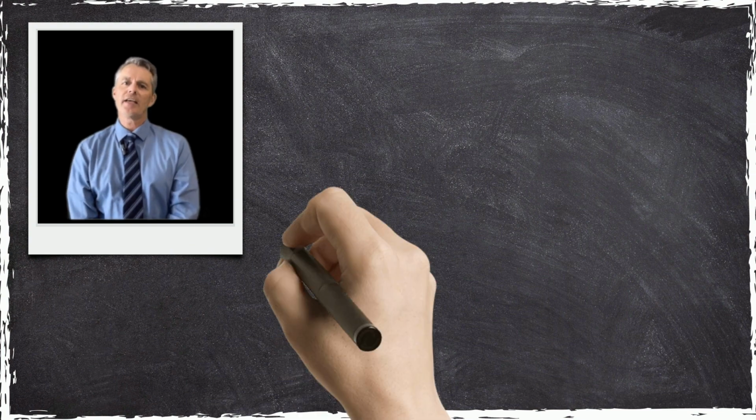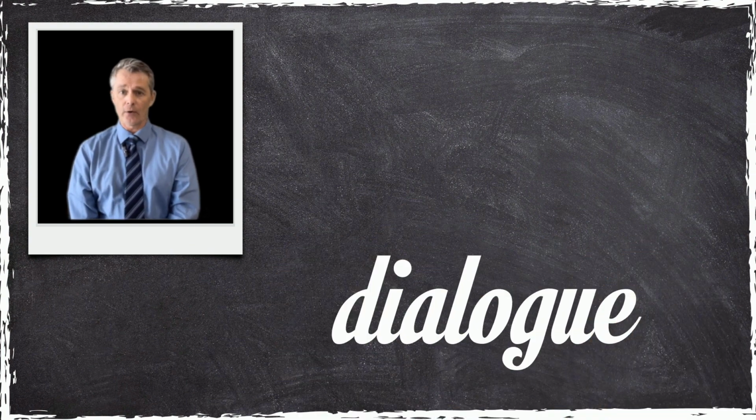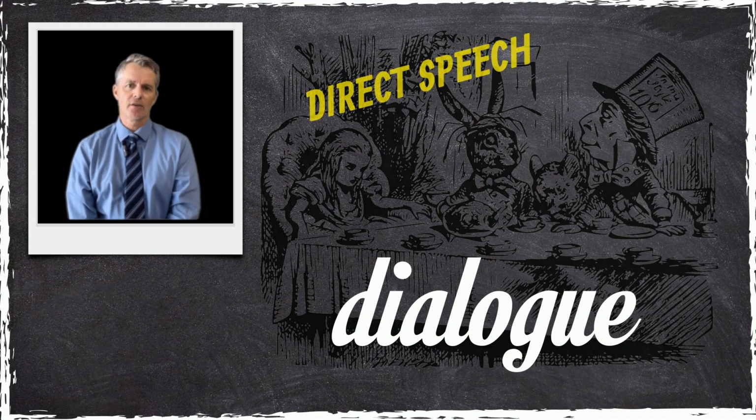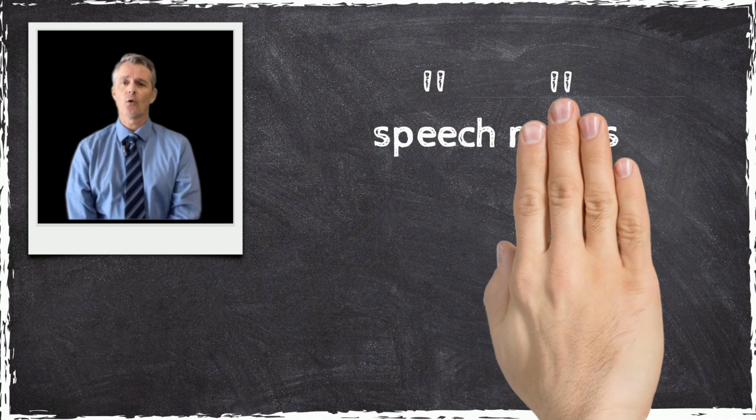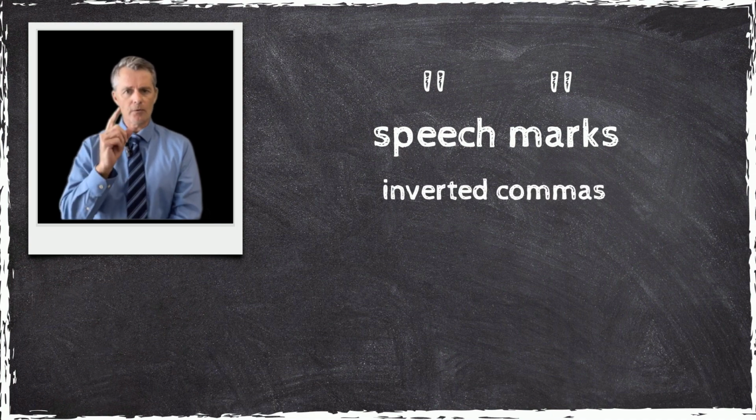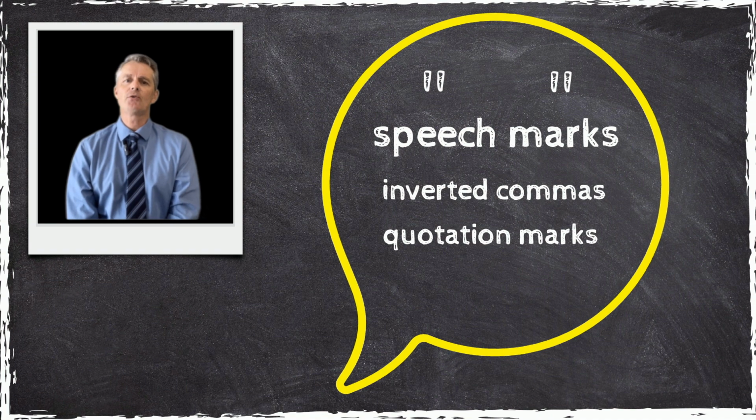Good writers include dialogue in their stories. Dialogue refers to the conversations the characters have. It is typically presented using direct speech, with speech marks, also known as inverted commas or quotation marks, enclosing the exact words that the character says.